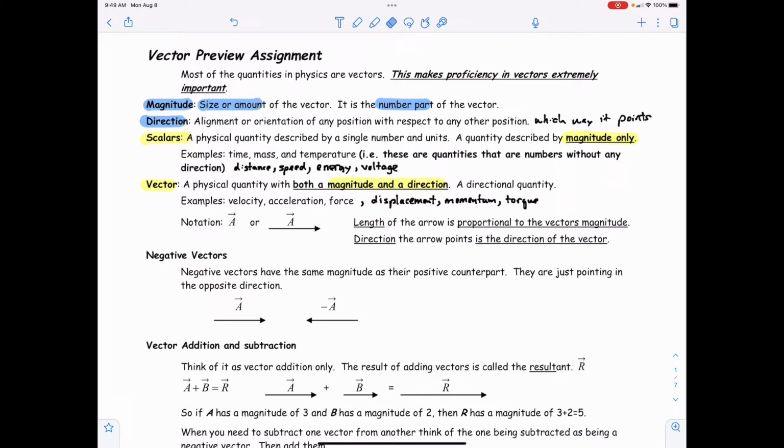Now, in terms of vector notation, it's represented by an arrow that points a certain way and a letter standing for some variable with a half arrow on top. The length of the arrow is proportional to the vector's magnitude. The direction, well, that's which way it points. Now, negative vectors simply have the exact same length as the vector, but they point in the opposite way.